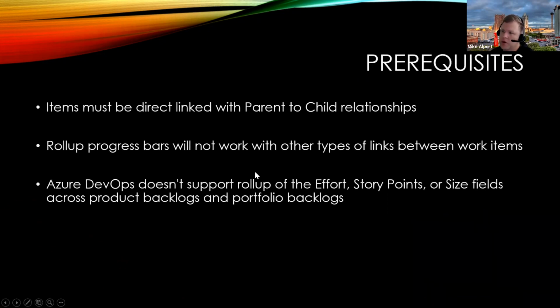First, you must have a good direct link parent-to-child relationship to make this work. So you want to definitely make sure anything that you want to calculate has a parent-to-child relationship, and hopefully you're following that hierarchy of epic, feature, user story, and so on. The rollup progress bar will not work with other types of links. So like a related link, it's not going to work. You got to have that parent and child relationship.